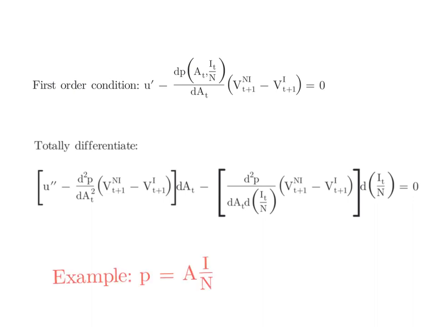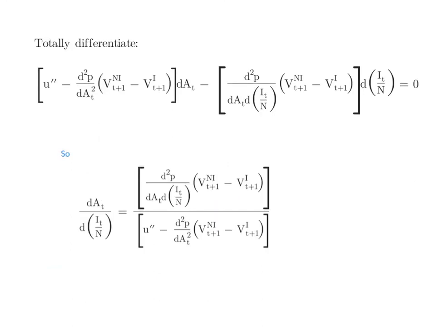But if we take the simple example that I've mentioned before, the probability of becoming infected is simply your social interaction level times the fraction of a population who's infected. This second derivative is just going to be equal to 1, and so this bracketed term would be positive, this bracketed term is negative. We can then reorganise this equation, and that's what I've done here. So we've got the rate of change of activity level in time t with regards to the proportion of the population who are infected in time t. That's just equal to this division here.